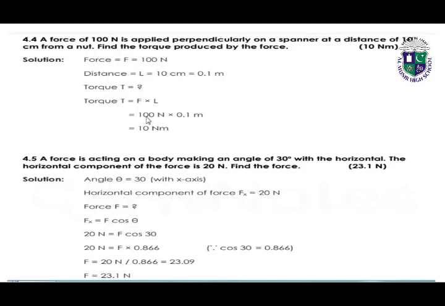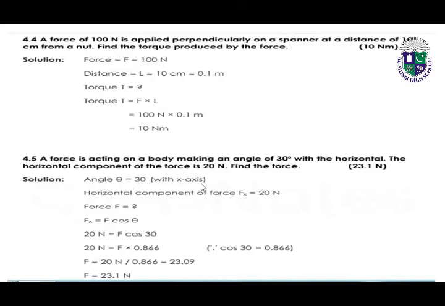So by putting the values, we will get the torque, which is 10 Newton meter. Next, a force is acting on a body making an angle of 30 degrees with the horizontal. The horizontal component of the force is 20 Newton. Find the force. So we have to find the force.